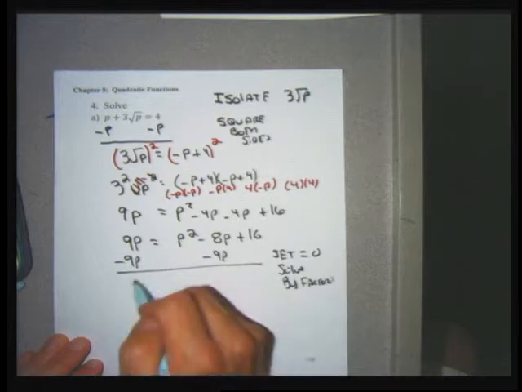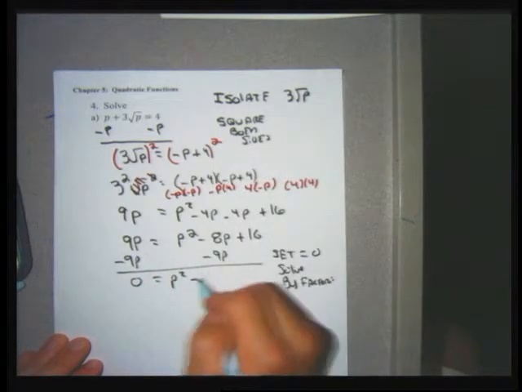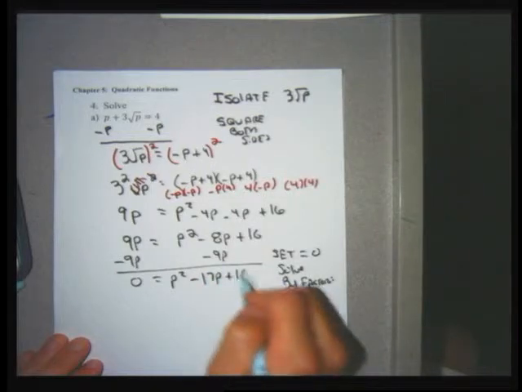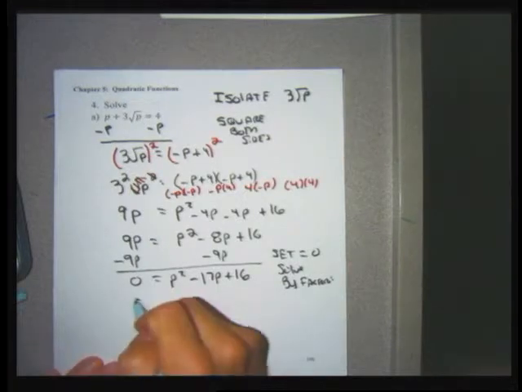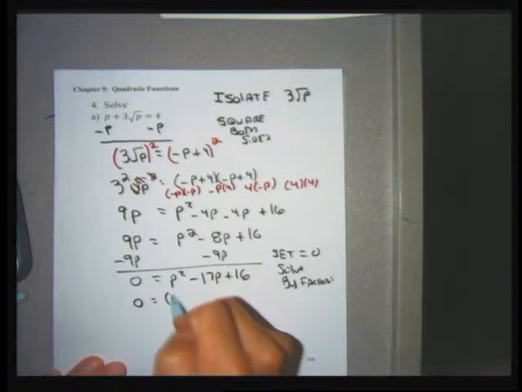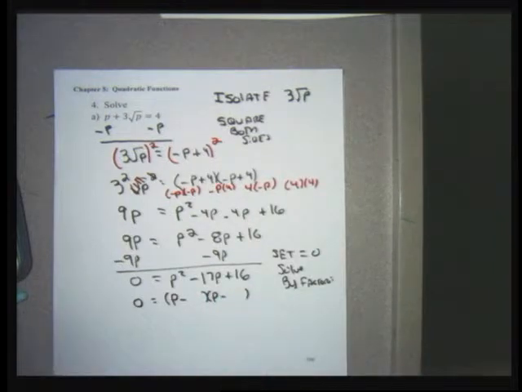On the left side I get 0, and on the right side both the p terms have the same signs, so I'm going to add them and keep them negative. And then it's just a matter of personal preference. At this point you can solve by factoring, or you could use the quadratic formula. I factor pretty well, so I'm going to solve this by factoring. If you didn't know how to factor this, then you could use the quadratic formula.